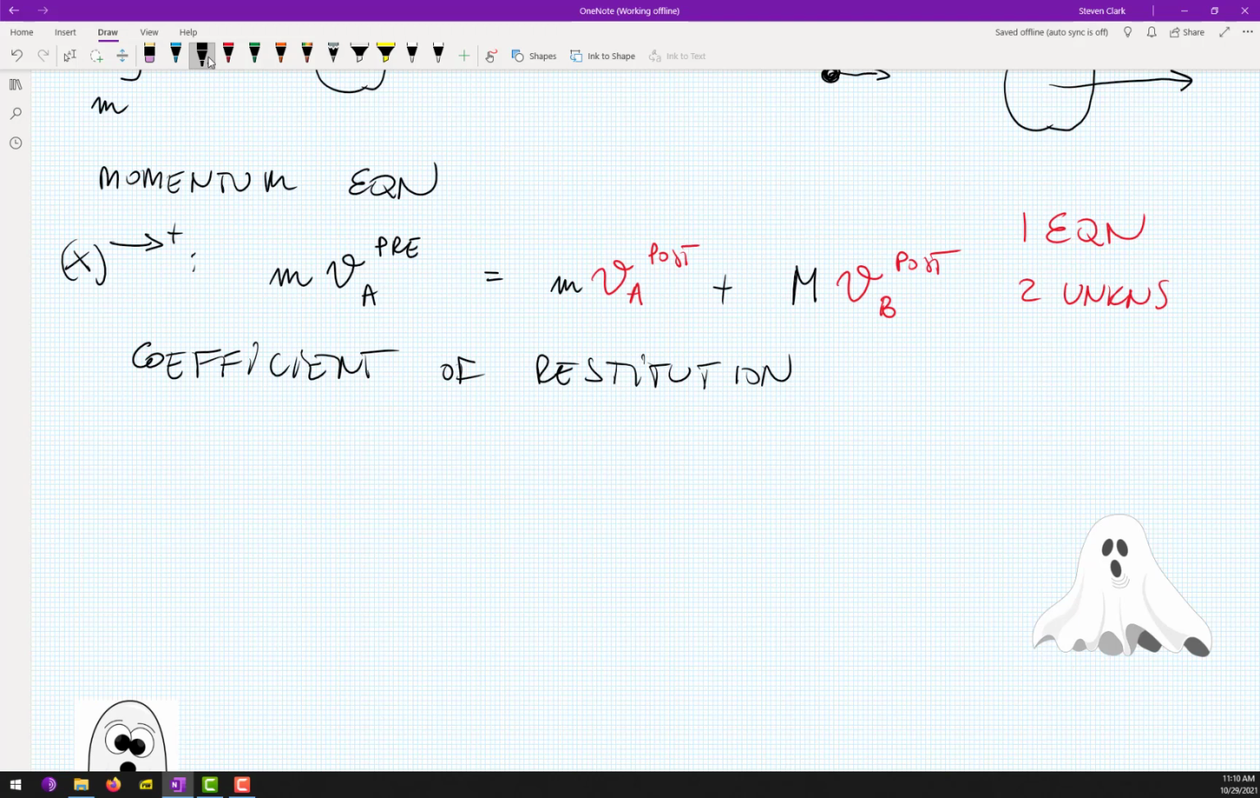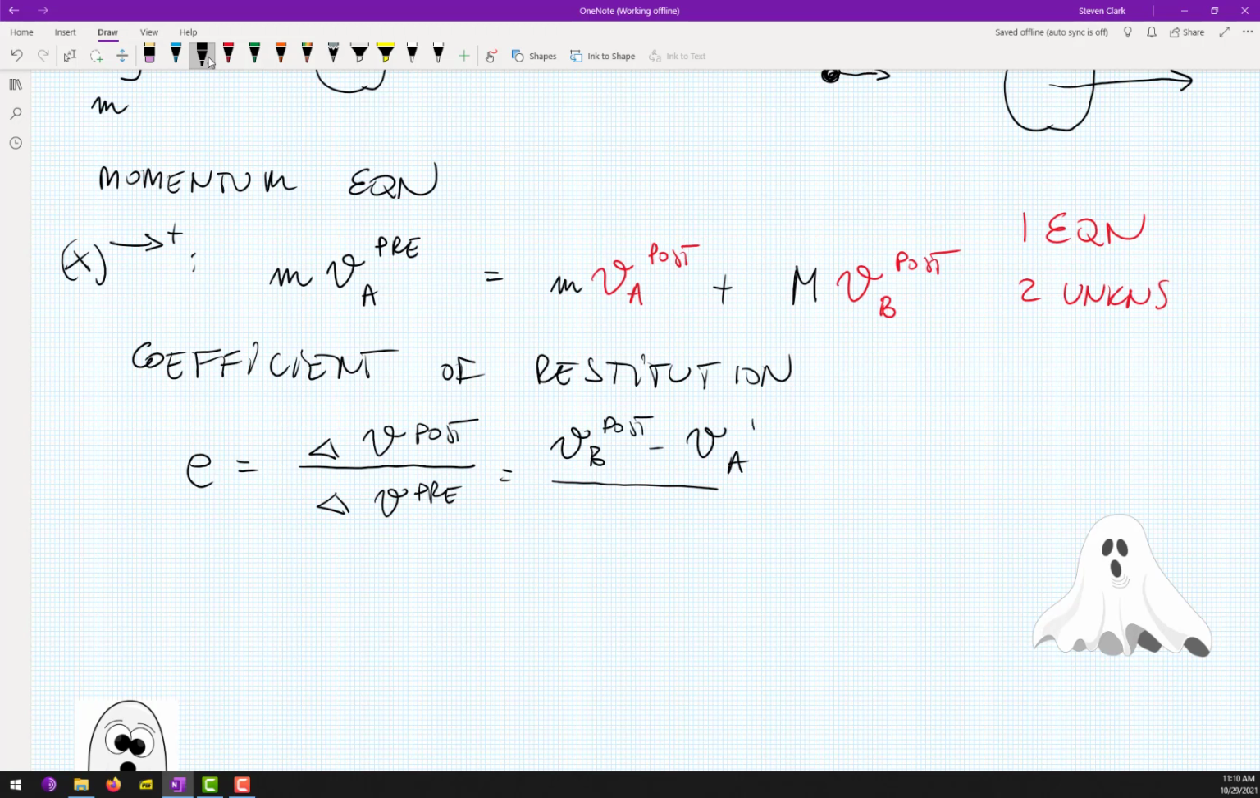So we'll just use our definition. E is equal to difference post divided by difference pre-impact. So that will be VB post minus VA post and VA pre minus VB pre.